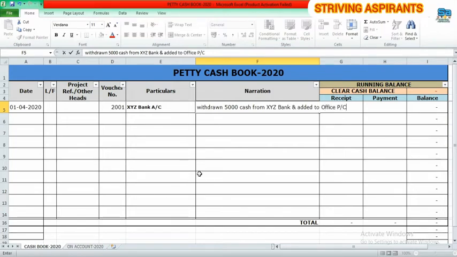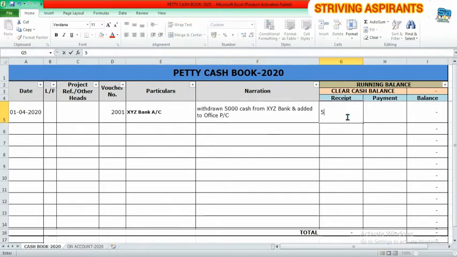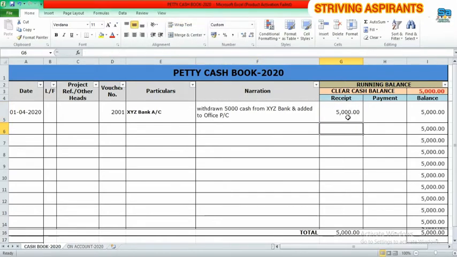In the receipt column we have to give the 5,000 cash amount. Now the clear cash balance, or the cash in our hand, is 5,000. That is, the petty cash is having 5,000 cash amount.